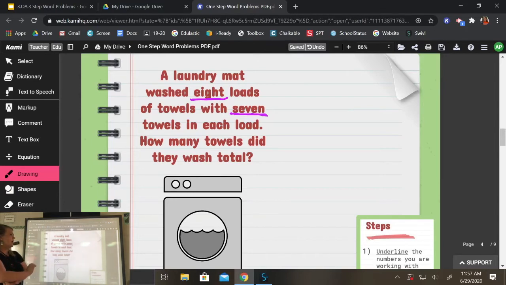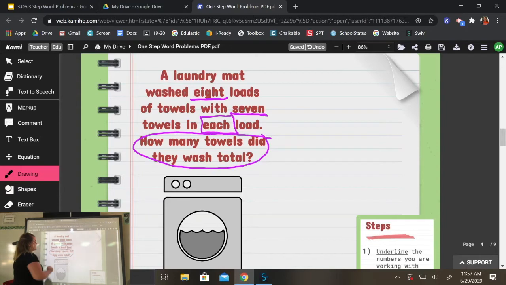A laundromat washed 8 loads of towels with 7 towels in each load. We're going to box that word each because it's going to let us know that we're doing a multiplication problem or a division problem. The last thing we need to do is circle what the problem is asking of us. We're trying to find how many towels did the laundromat wash in all or total. So a laundromat washed 8 loads of towels with 7 towels in each load. How many towels did they wash total?